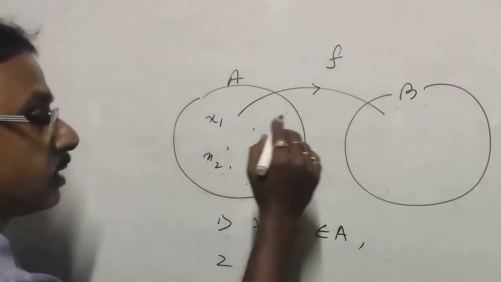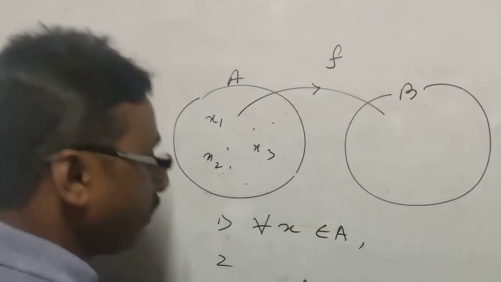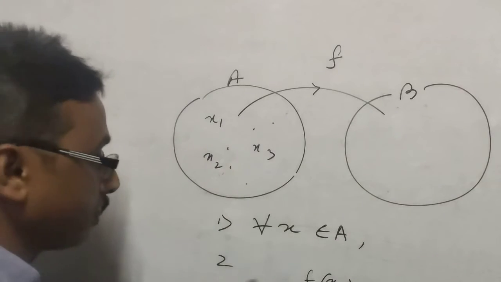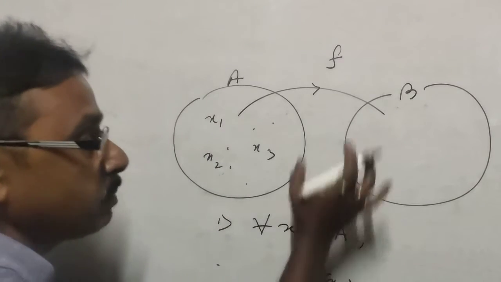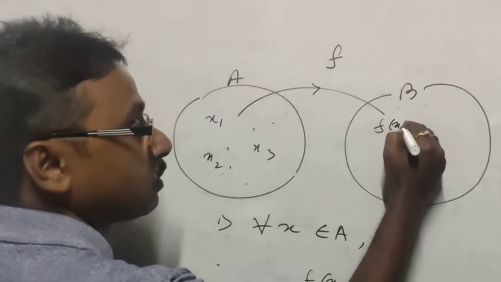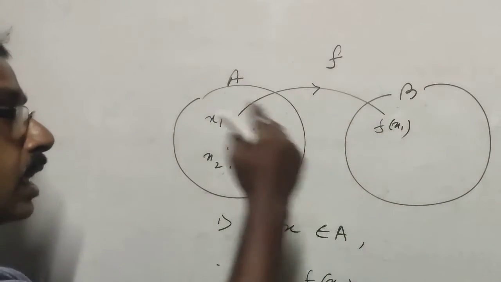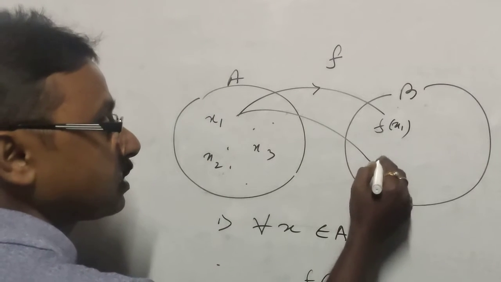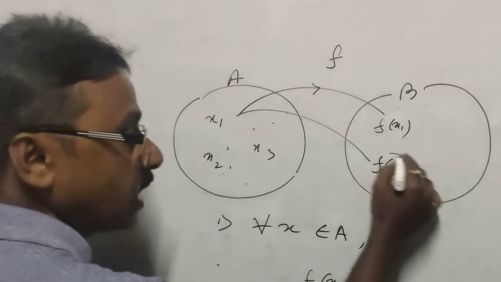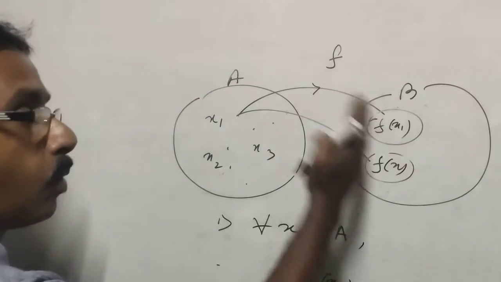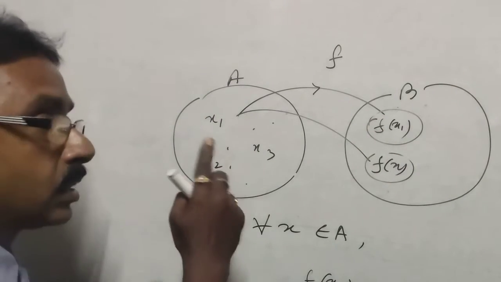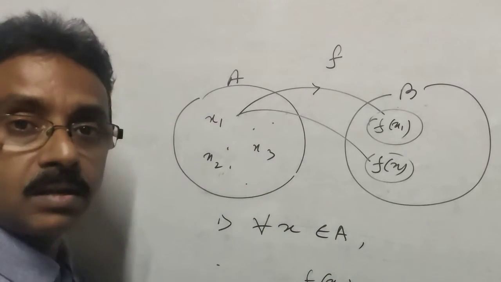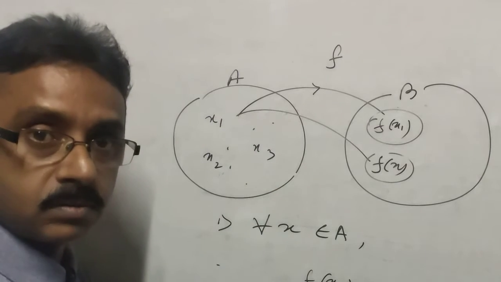Suppose I take f(x1), which is the image of x1. Now the same x1 has another image, suppose f(x). That means f(x) and f(x1) are both images of x1. Then we will say that the images are not unique. So in that case the relation is not a function.